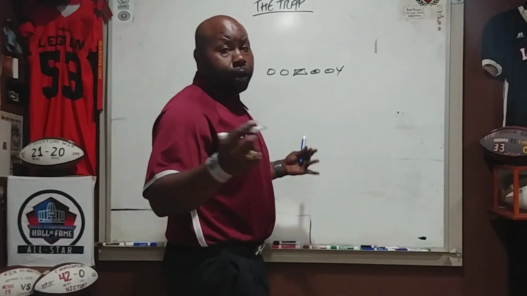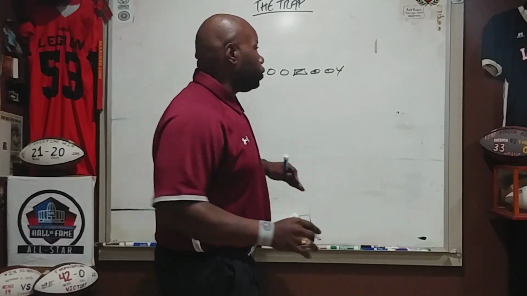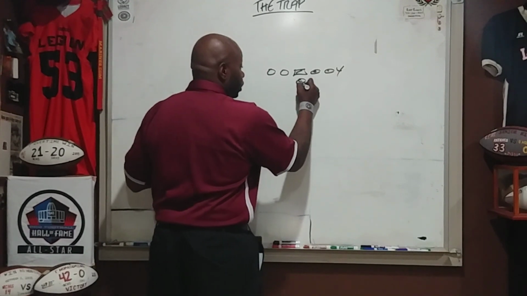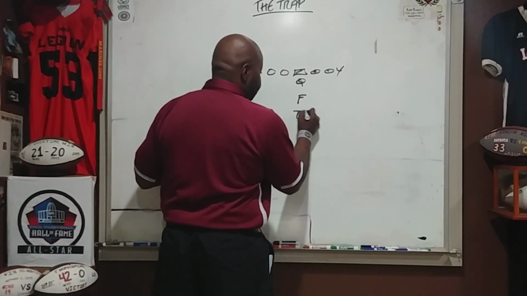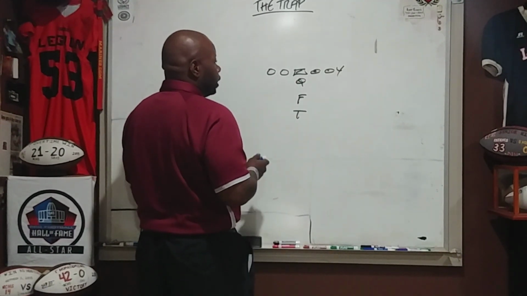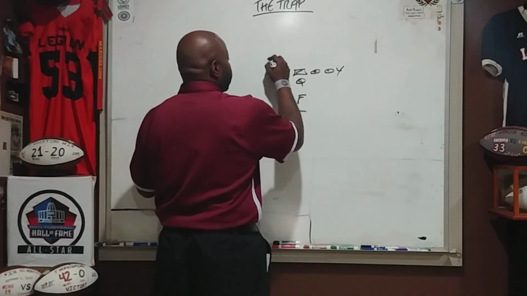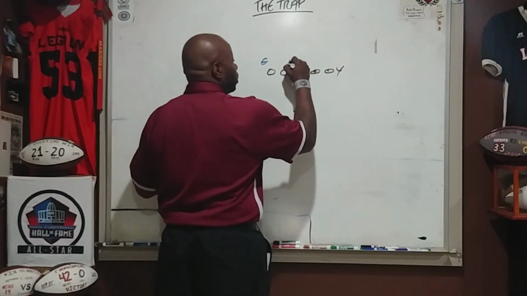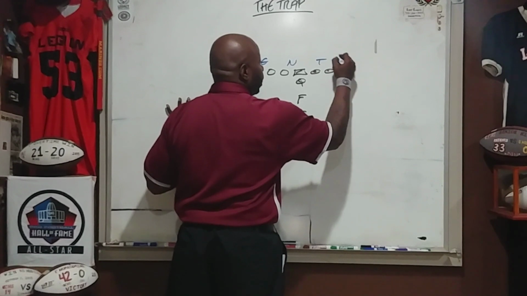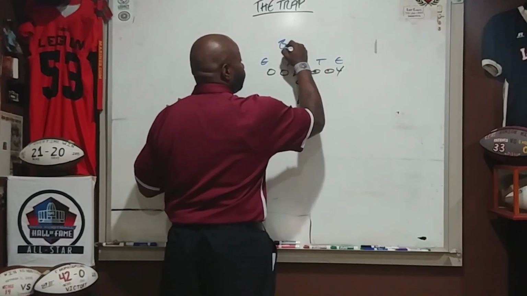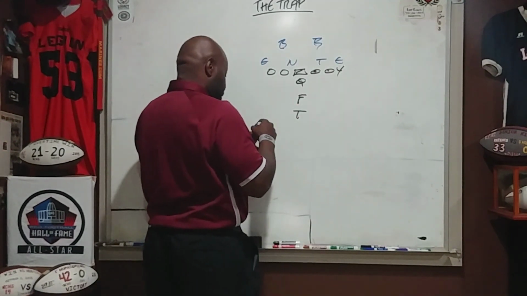So let's talk about it first out of our traditional I fullback trap. Traditional I, fullback in there, tackle there. They've got a tight end, true 21 personnel, if you will. Nose, tackle. Like I said, we want to trap the 3. Let's get our backers there.